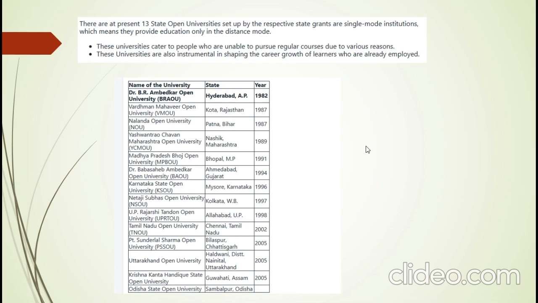Let us also look at one or two other universities also. So the second university was in 1987, Vardhaman Mahavir Open University, VMOU in Kota, Rajasthan. And the third university was Nalanda Open University, NOU in Patna, Bihar, 1987. So in the same year, two universities were established. And you can see that there are about 13 universities, and the last state open university was Odisha State Open University in Sambalpur, Odisha.